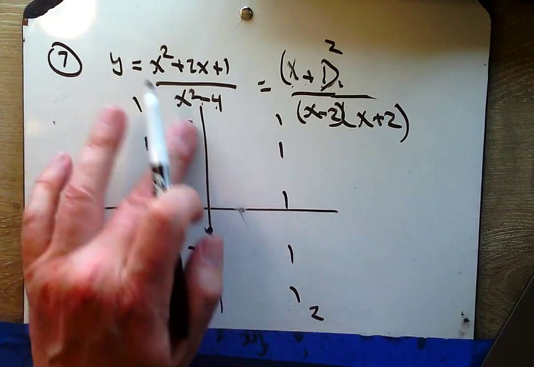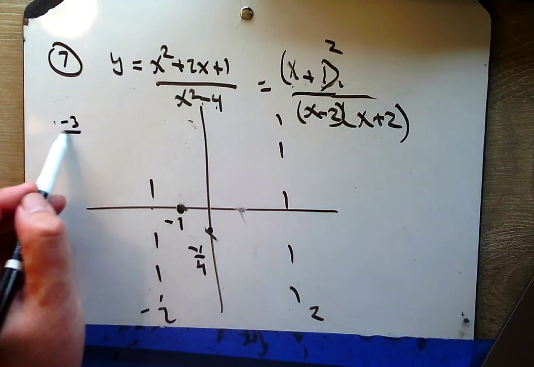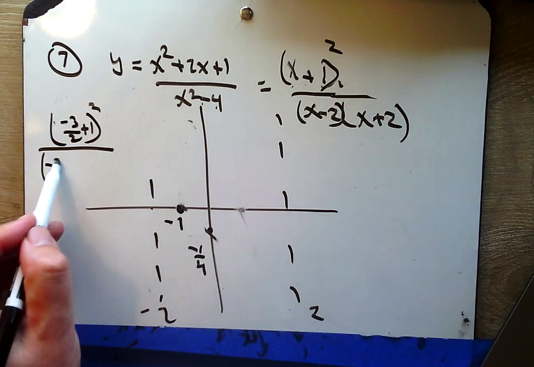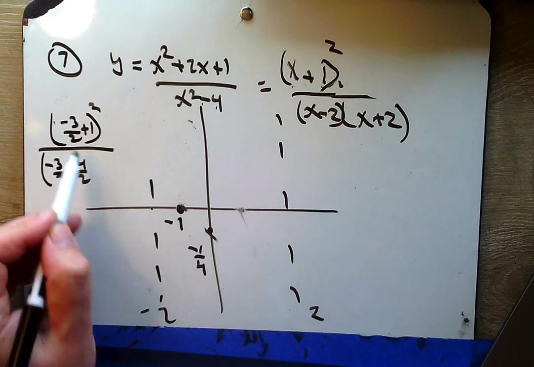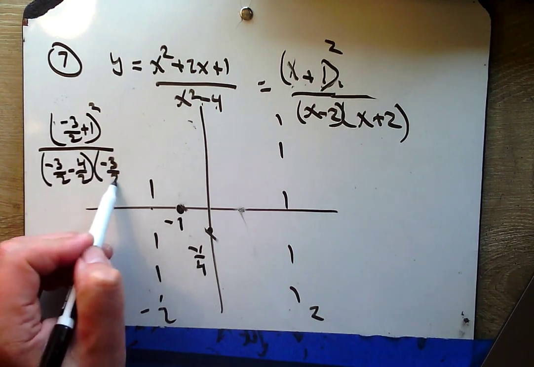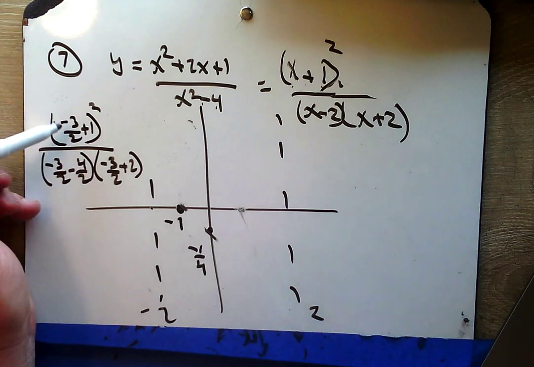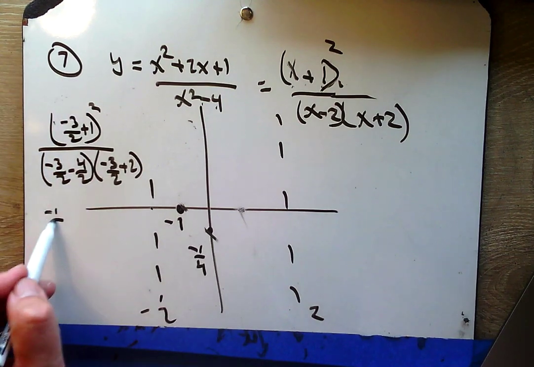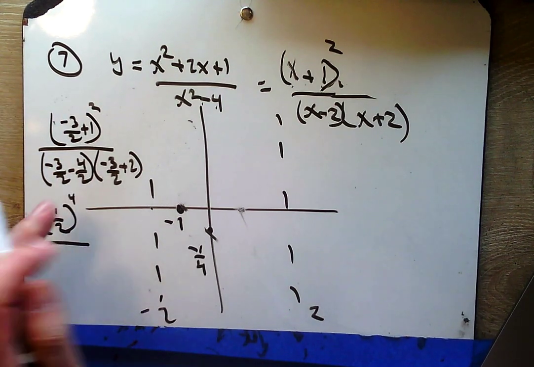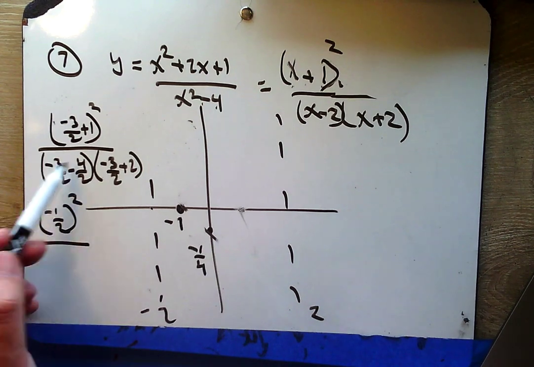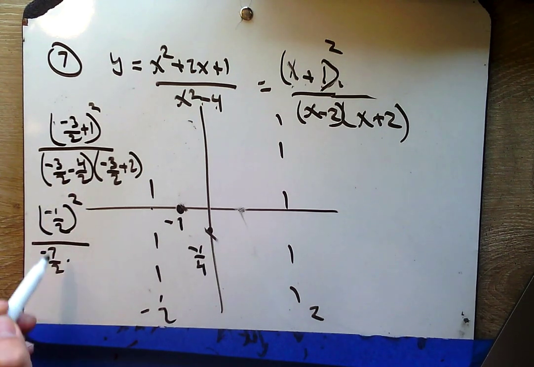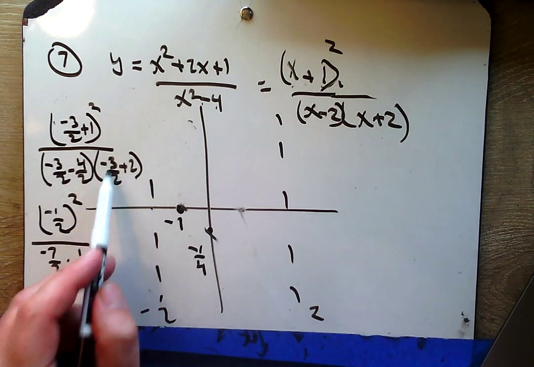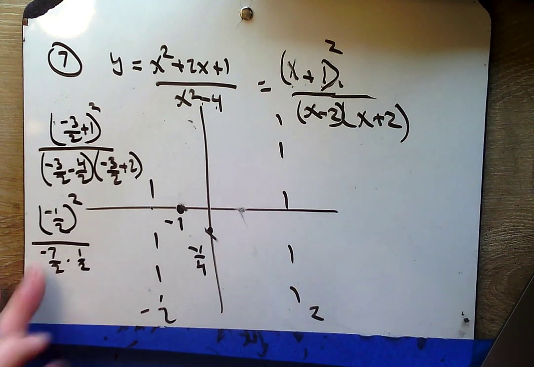I plug in that -3/2. So -3/2 plus 1 squared on top. And I have -3/2 minus 4/2 times -3/2 plus 2. So up top, I've got -1.5 plus 1 is -1/2. I still need to square that. Oops, square that. And on the bottom, we have -7/2 times +1/2. Because this is 4/2 minus 3/2 is 1. So I get -7/4 on the bottom.